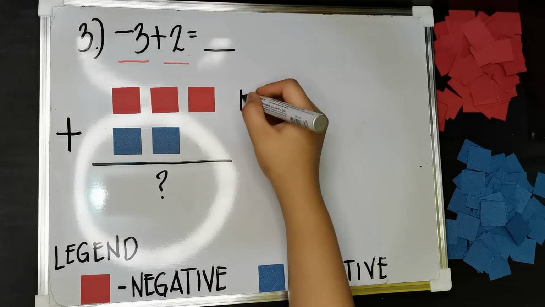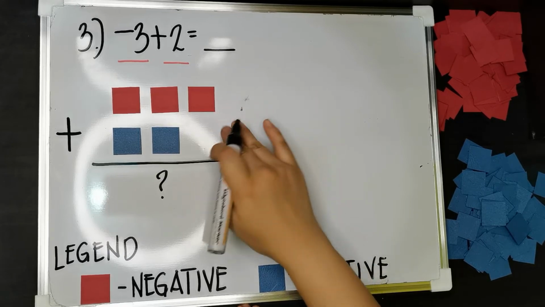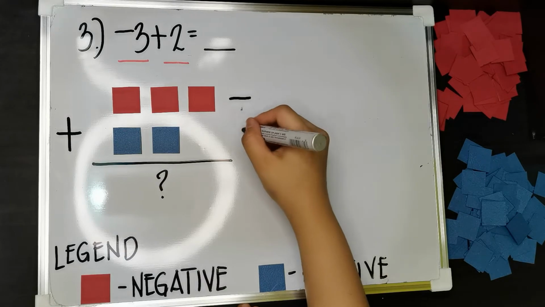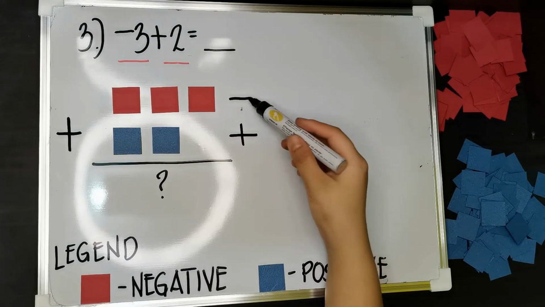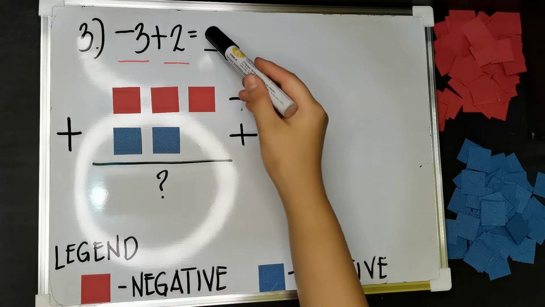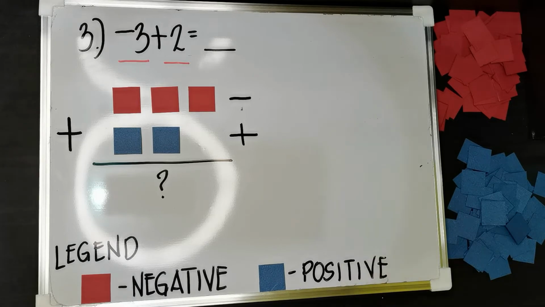This one is red, not positive. Red is for negative and blue is for positive. So, magkaiba ng sign. Hindi pwedeng, ma'am, positive na ang sagot ko. Ma'am, negative na ang sagot ko. No. Okay? Kinakailangan talaga ma-identify mo muna yung sign ng integers mo.